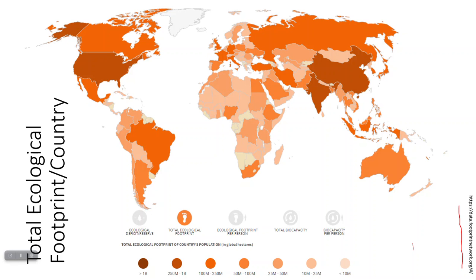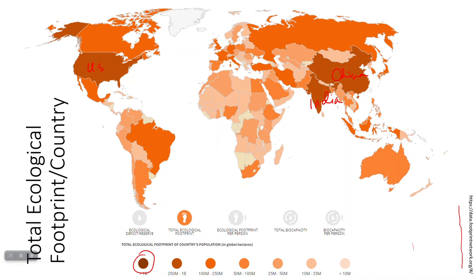And I believe this is from like 2018, and it's measured in hectares of land that are required to support. So the darker brown you are, the more resources your country is using. If you'll notice, the countries that are using the most resources are the US, China, and India. Notice that this is the use per country, not per person in country. That's something we're going to look at.